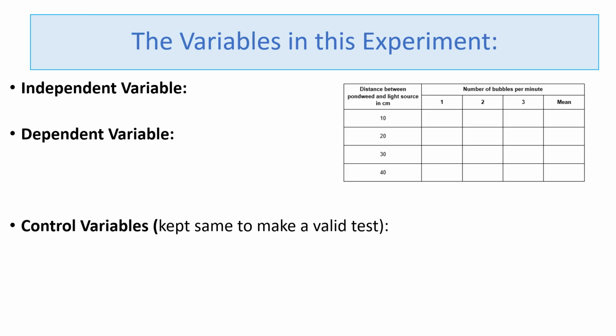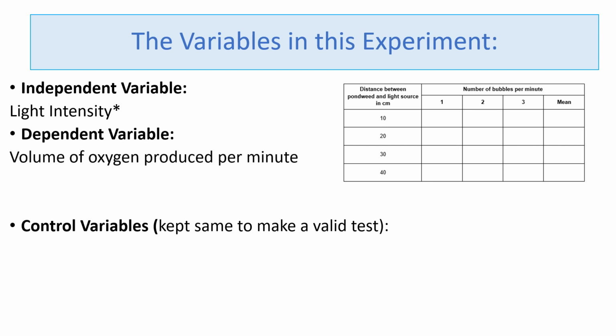The independent variable in this investigation is your light intensity. Obviously that could be changed. You might be investigating carbon dioxide concentration, or you could be investigating temperature, but most commonly light intensity. The dependent variable is the volume of oxygen produced per minute, and I would say oxygen rather than gas because sometimes they want to see it's oxygen being produced.